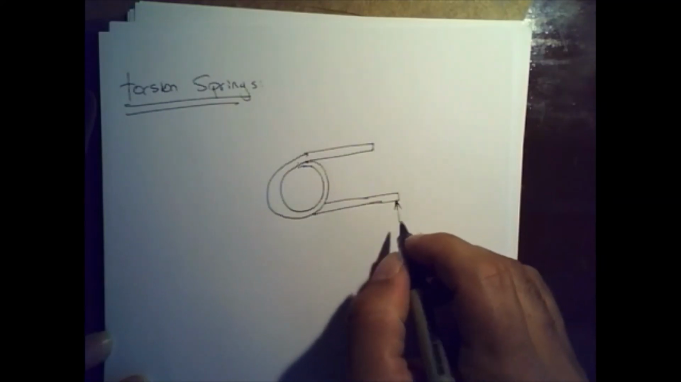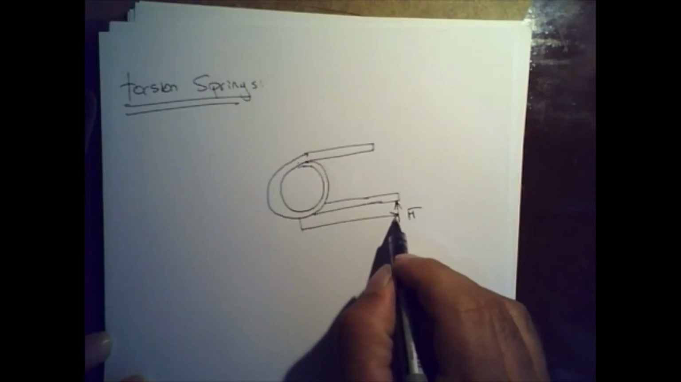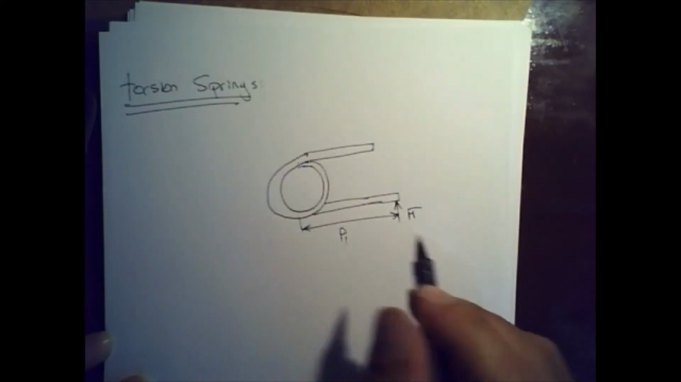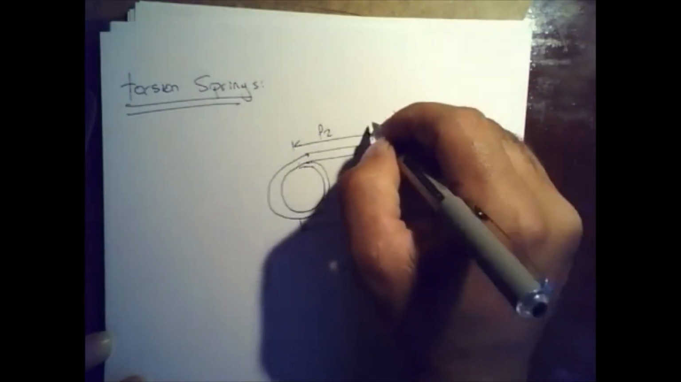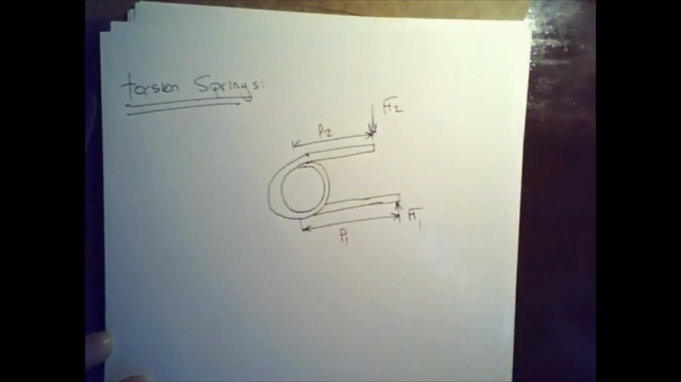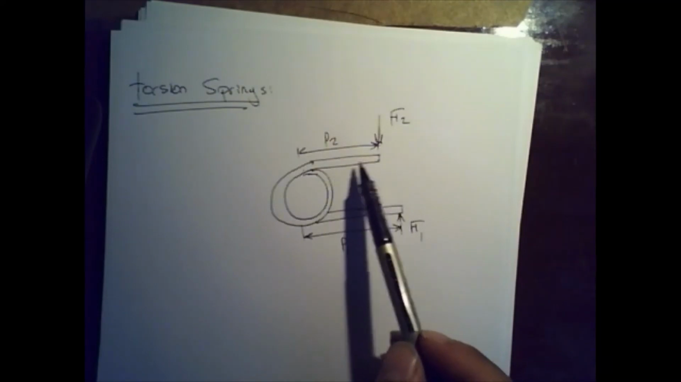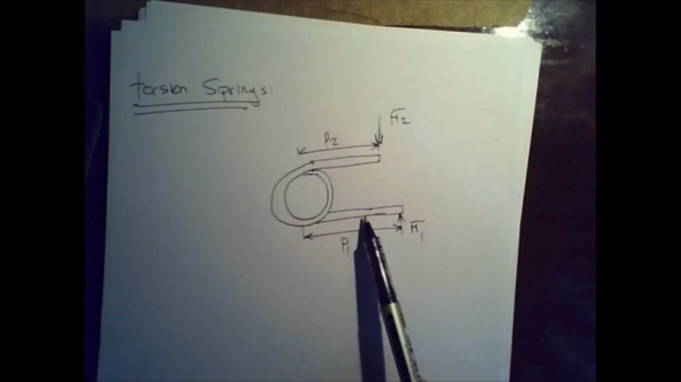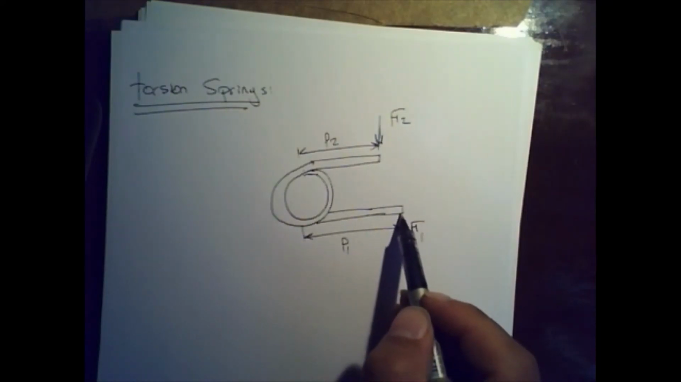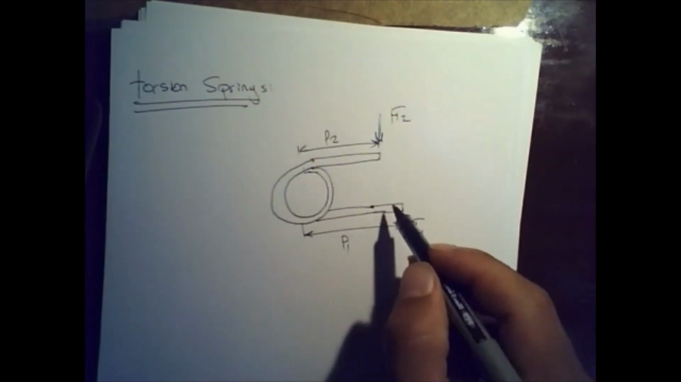I'm going to call this force F, and let's say that this distance is L1. Let's say this one is F1, and you have another force over here, with distance L2. So this arm essentially behaves as a cantilever beam, and this one as well. With this force applied, over here you are going to be under what? Compression, right?